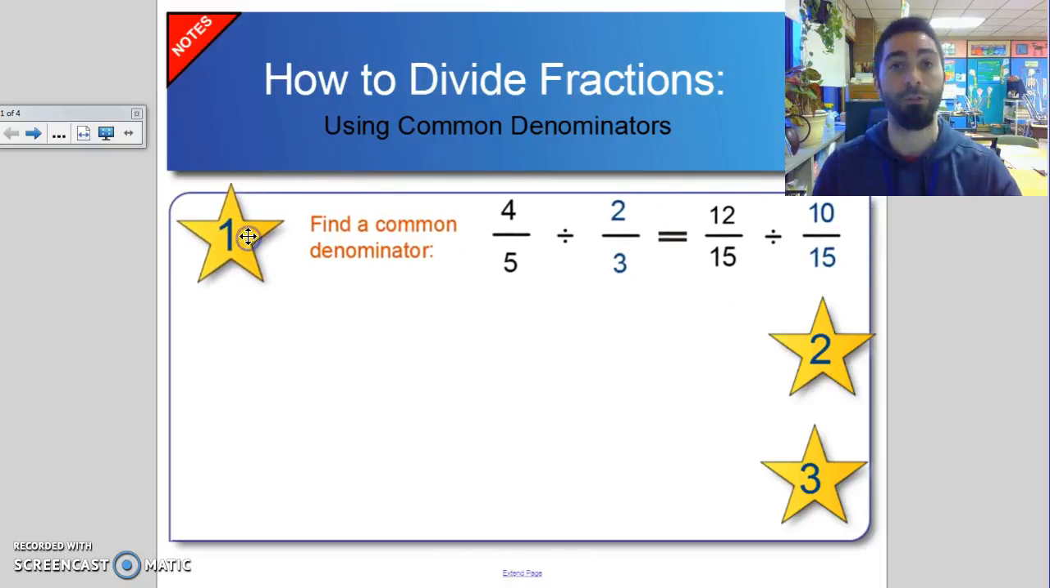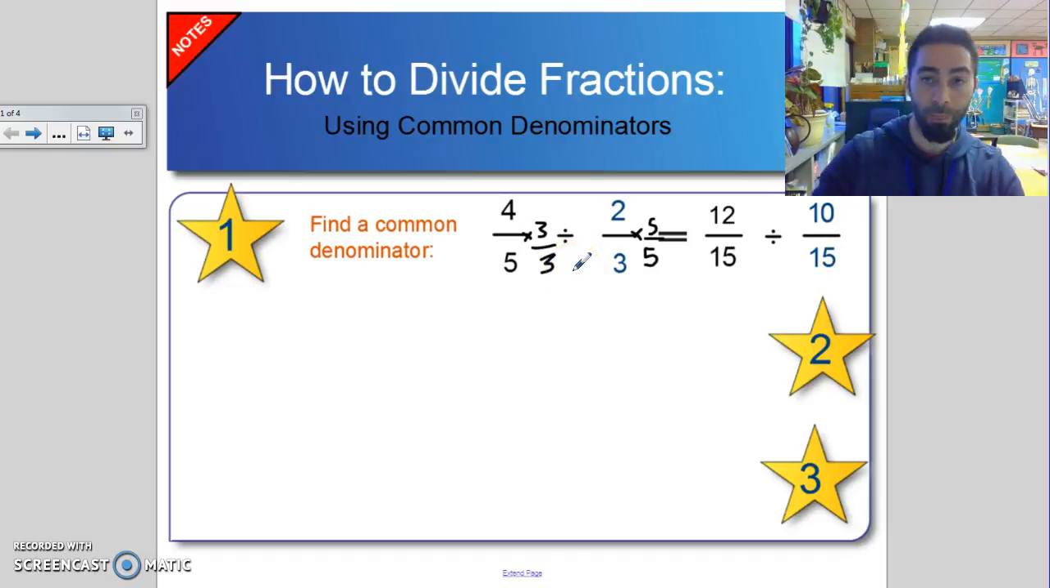And utilizing our understanding of finding common denominators, in this case, 4/5 divided by 2/3, we know that 5 and 3 share the least common denominator of 15. So that means I would have had to multiply 4/5 times 3/3, and 2/3 by 5/5. And I got my common denominators of 15, and so I rewrite that 12/15 divided by 10/15. So that's the first step.